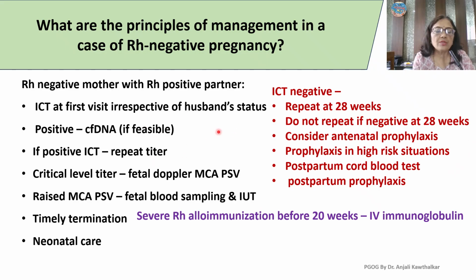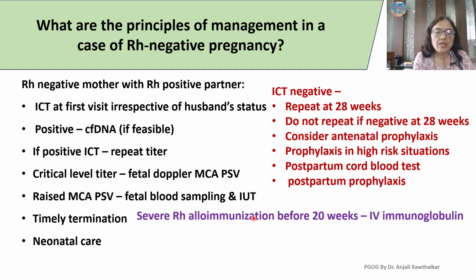So these are, if you are asked what are the principles, in short, it is a summarization of the management guidelines or the various management options in a case of Rh negative pregnancy, or principles of how we manage a Rh negative pregnancy. Every line is equally important. ICT plays an important role. Fetal Doppler MCA PSV plays an important role. Then indications and facilities to proceed with fetal blood sampling and intrauterine transfusion are of importance.